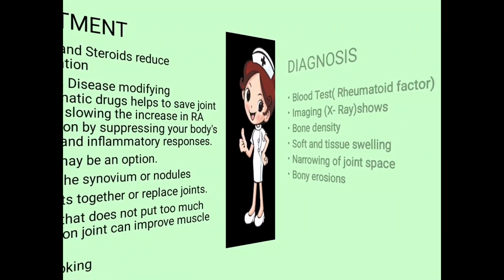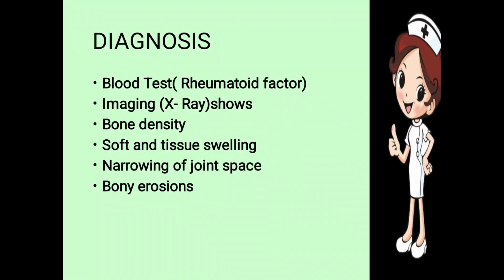Next one, diagnosis. How to diagnose it? First one is the blood test. A blood test is done because in 80% of cases rheumatoid factor is present in the blood. Next one is imaging, X-ray. In the X-ray you can identify the shape of the bone and at which stage the bone is. Next one is the bone density.